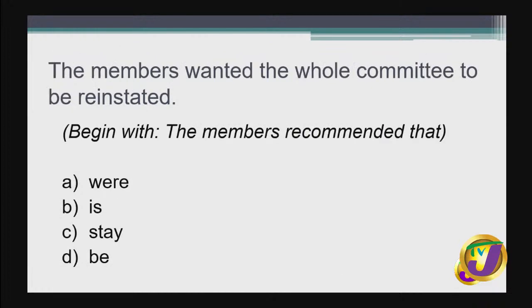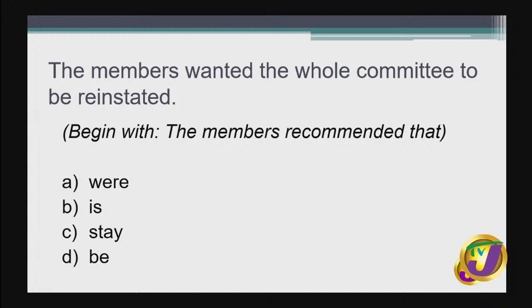The members wanted the whole committee to be reinstated. And you have to start with the members recommended that. So look at the original now. You had the members wanted the whole committee to be reinstated, but you have to move it now to say the members recommended that. What? Now you have some verbs you have to put in there. Do you use were or is, stay or be when you rewrite this sentence? Remember, you want to keep the original meaning intact. You don't want to change the meaning, you don't want to change the tone, you don't want to change the flow. So if you start with the members recommended that, the whole committee, what you're going to finish it off with?